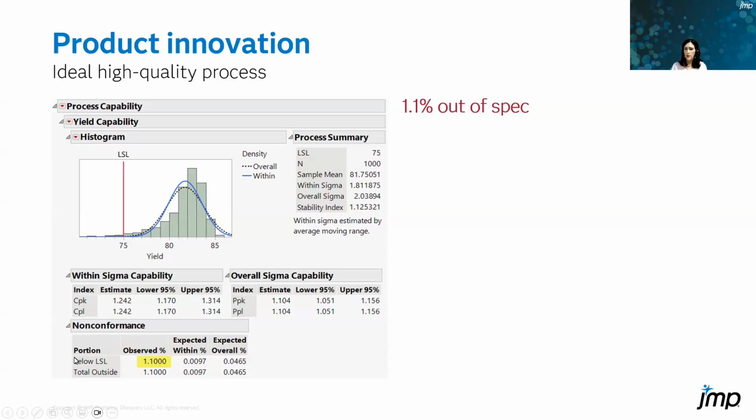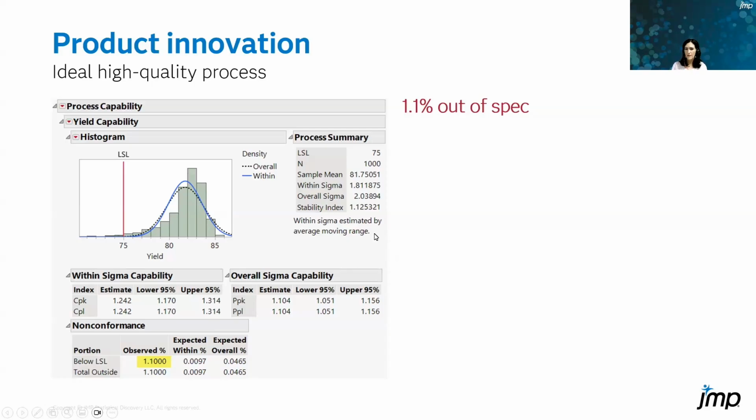When we produce a product that is well established and has manufacturing that is stable and capable, we might expect to see quality results like the process capability report on this slide. This is data from a drug manufacturing process whose batches are meeting specification 99% of the time.